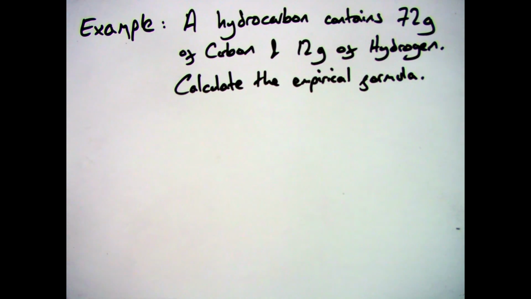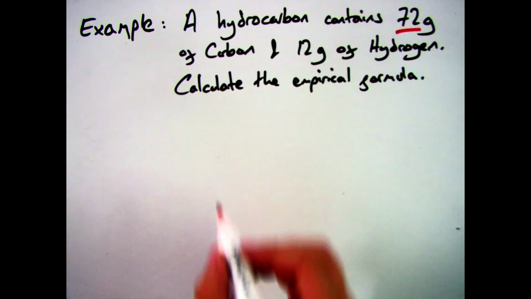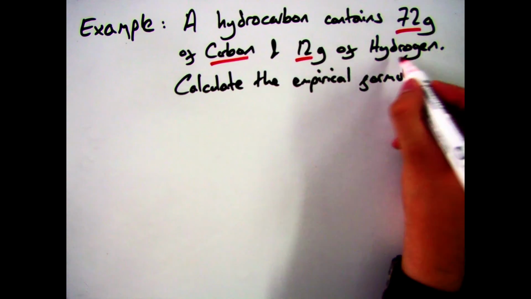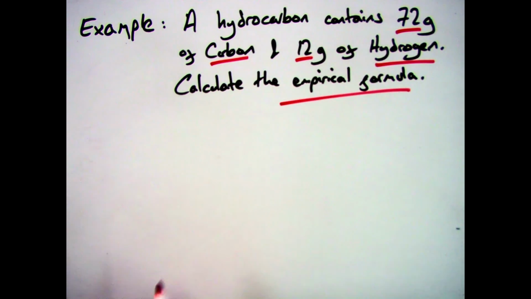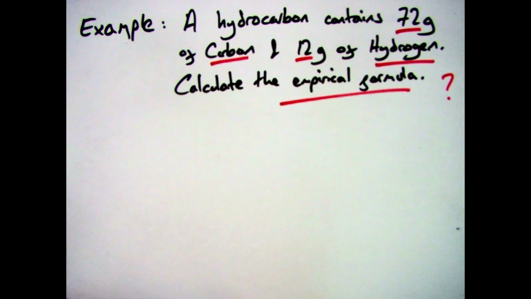So in an exam you might be given a question that looks like this. You might say a hydrocarbon contains 72 grams of carbon and 12 grams of hydrogen. Calculate the empirical formula. So the aim of this video is to give you the skills to be able to answer a question like this.